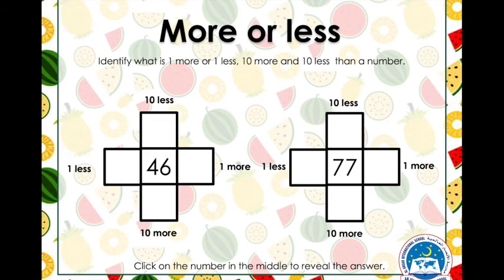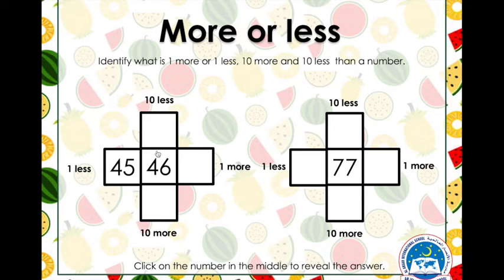Look at this, more or less. Here we're going to identify what is 1 more or 1 less than a number, or 10 more and 10 less than a number. So here we have the number 46. 1 less than 46 would be 45. Remember, you can pause the video at any time and come back to watch it.